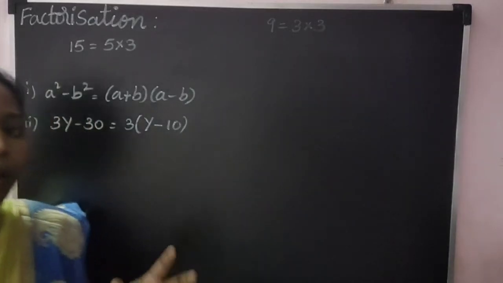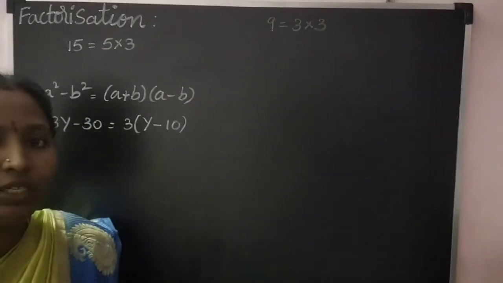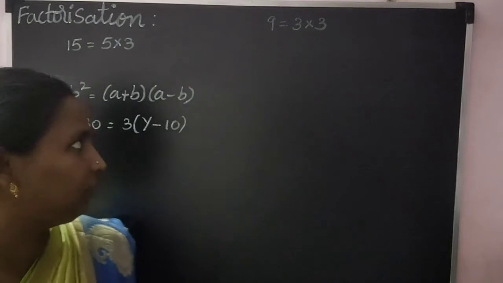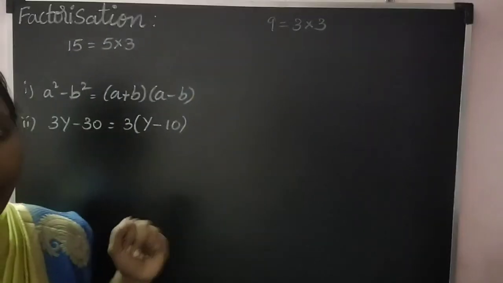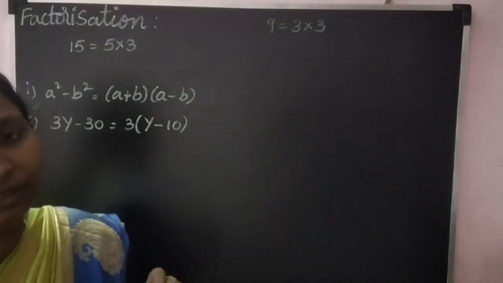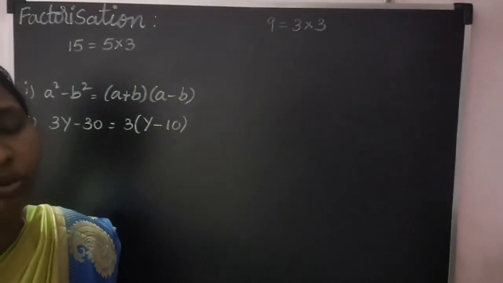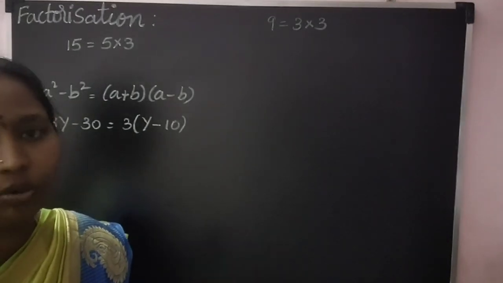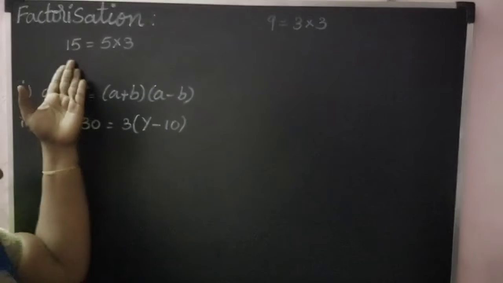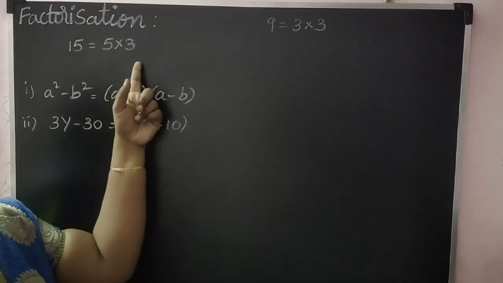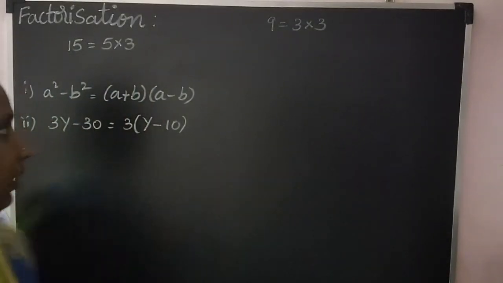Then one more thing, prime factorization. So what is the meaning of prime factorization now? Expressing a number into their prime factors. So what are the prime numbers? 2, 3, 5, 7, 11. It goes on, you know. So expressing a number into their prime factors is called prime factorization.